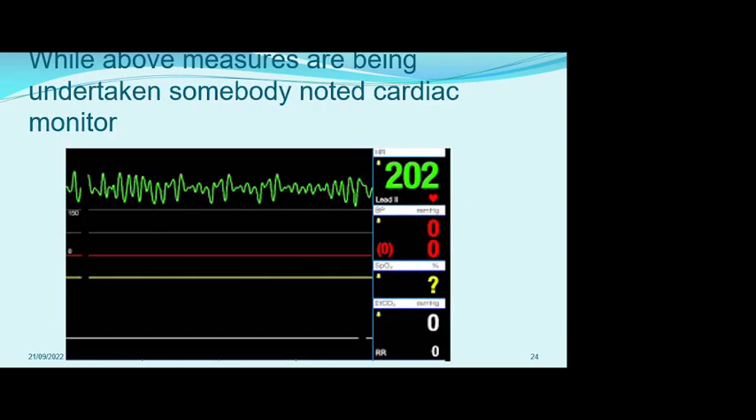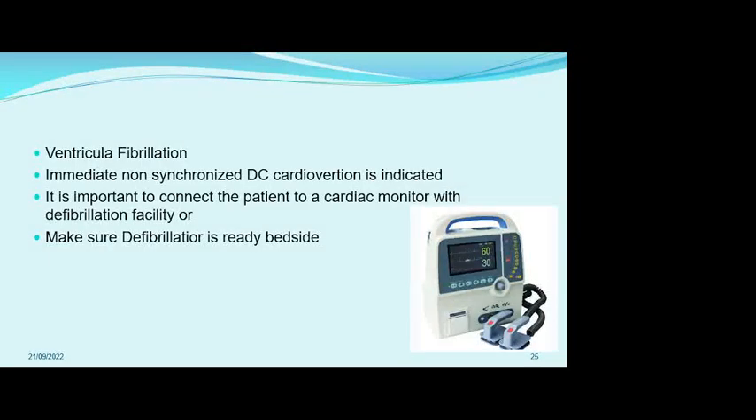In this same patient, while the ETU team was doing the IV access and things, somebody noticed this on the cardiac monitor. What is this? It is actually ventricular fibrillation. This can happen to anybody coming with a very stable myocardial infarction, and any minute they might end up with ventricular fibrillation. So they need immediate non-synchronized DC cardioversion.